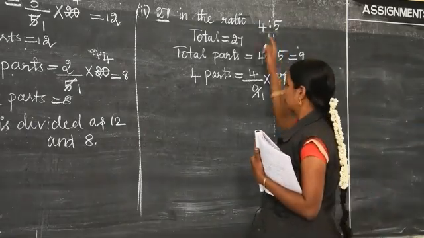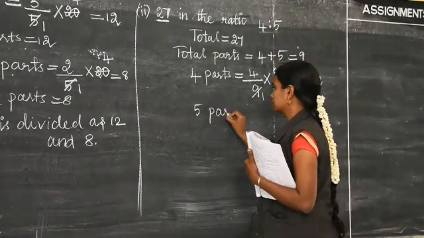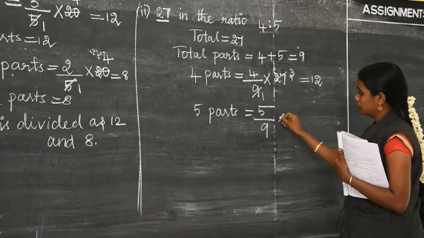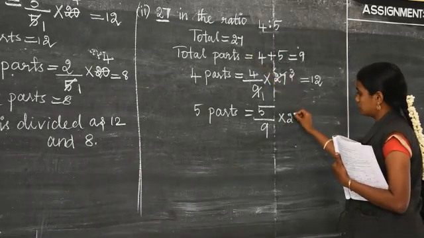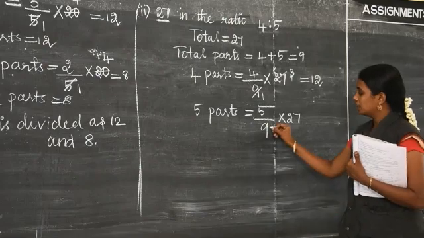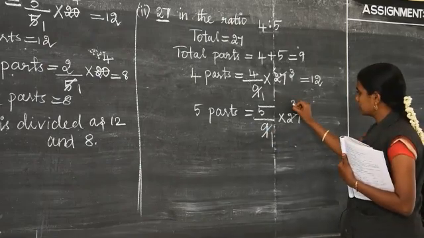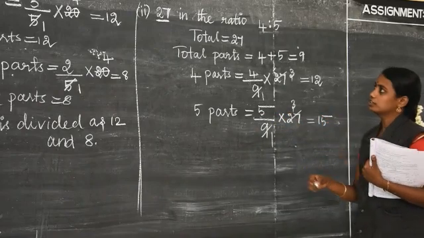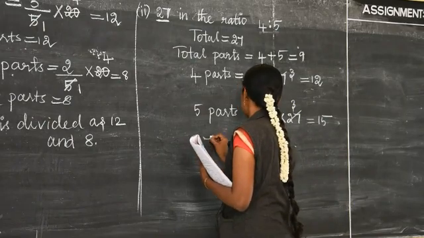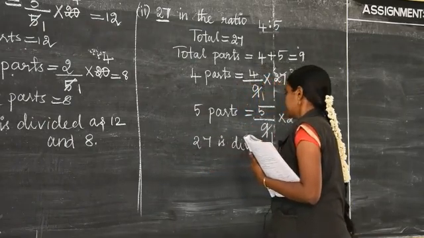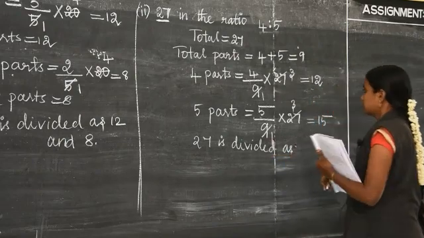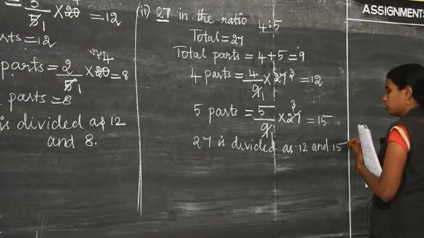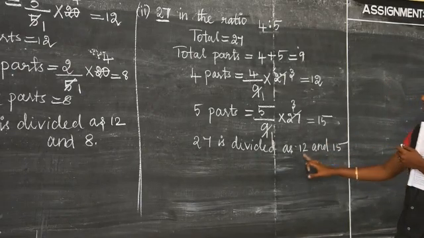Likewise find for the 5 parts. 5 by total parts 9, total amount is 27. Same 9 table, 9 ones are 9, 9 threes are 27. Now multiply 5 into 3, 15. So 27 is divided as 12 and 15.